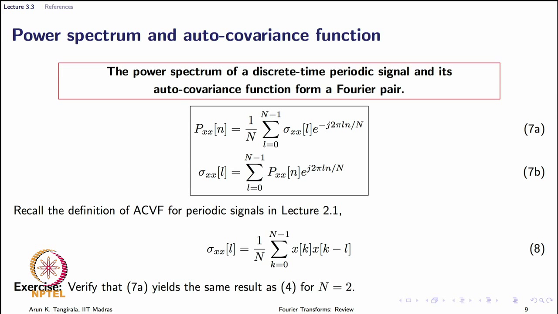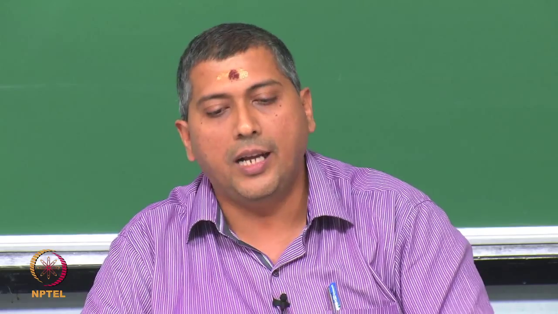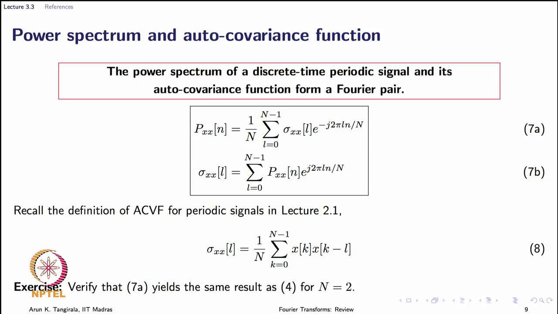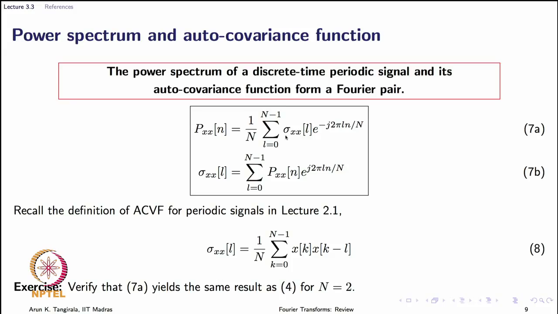I will conclude this module with a very important result, which when extended to the class of random signals leads to what is known as the Wiener-Khinchin theorem. This result says that the power spectrum of a discrete time periodic signal and its autocovariance function, remember we defined the autocovariance function for discrete time periodic signals early on in unit 2, form a Fourier pair. What it means is the power spectrum is the Fourier coefficient of the Fourier series representation of the autocovariance function.